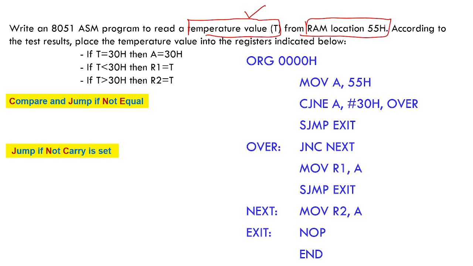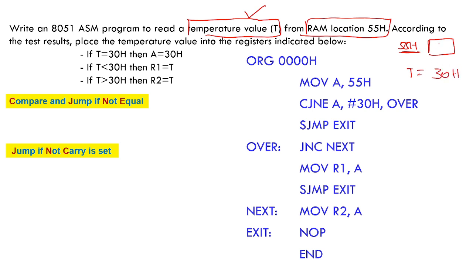So this is a RAM location where we need to send your input. This is a memory location, an internal RAM. So 55H is your memory location. Here we need to give the data. If the temperature they have taken is 30, that is a reference value they took.